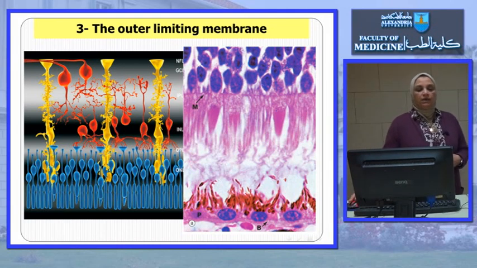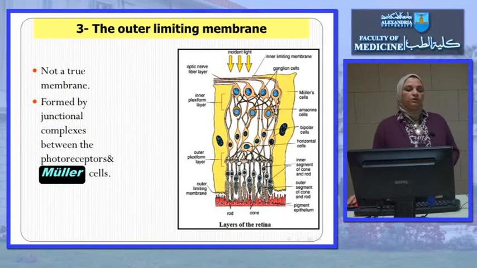We'll repeat again. It's not a true membrane. It's formed by junction complexes between photoreceptors and the Muller cell. These are the Muller cells, and these are the rods and cones.